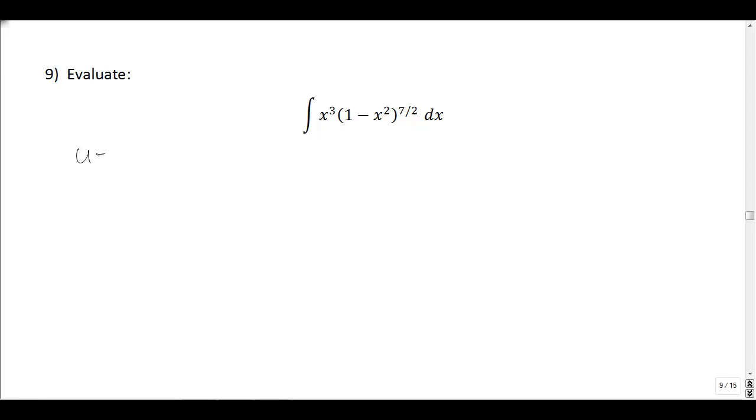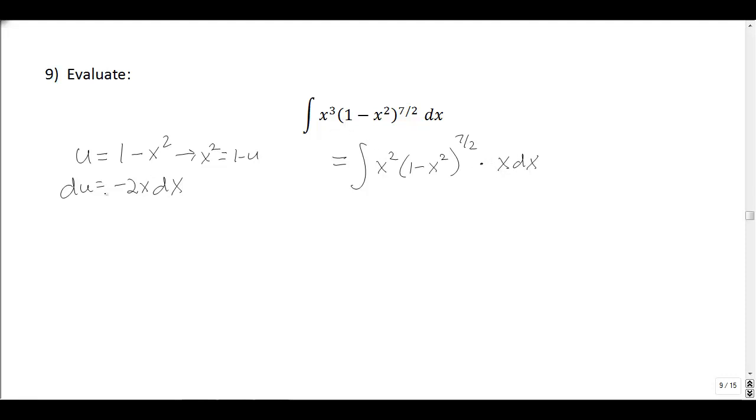So the first thing, I'm going to let u be 1 minus x squared, and then du is negative 2x dx. Now note, if u is 1 minus x squared, you could solve this: x squared is 1 minus u. And so what I'm going to do is rewrite this. x cubed I can write as x squared times 1 minus x squared to the 7 halves times x. So x times x squared gives me the x cubed. And that just essentially gives me my dx.